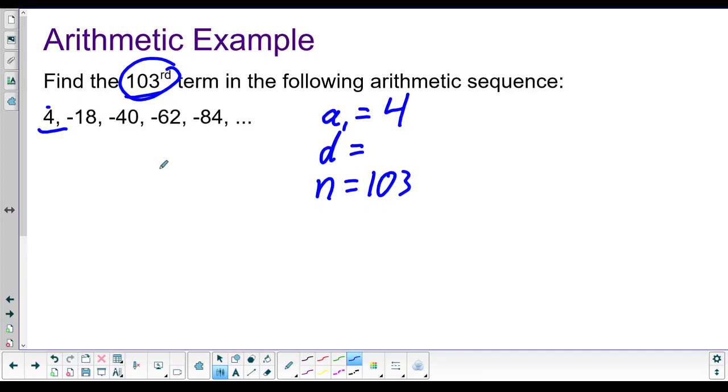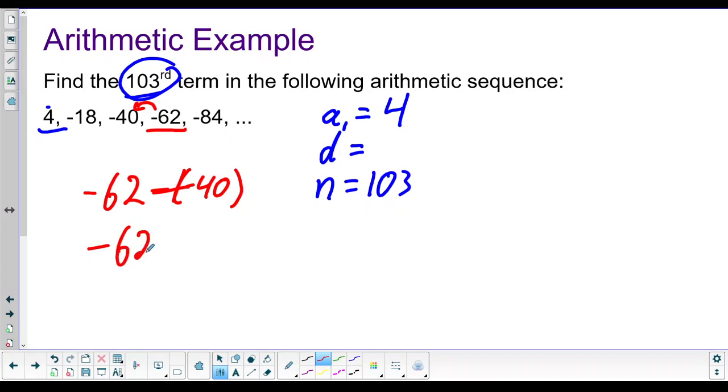remember the way we find d is take any number on our list. So I don't care, let's just pick a random. Let's do negative 62. So negative 62 minus the number before it, so negative 40. And then we simplify this. So minus a minus is the same thing as plus. So this is negative 62 plus 40. Type that into your calculator and it will tell you negative 22. So we are subtracting 22 each time.